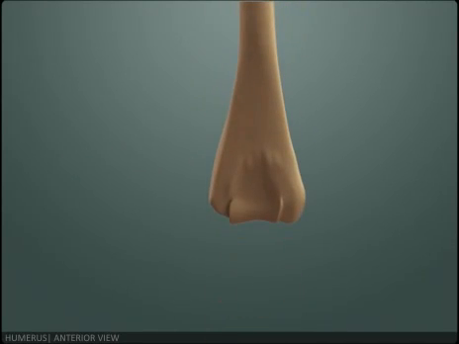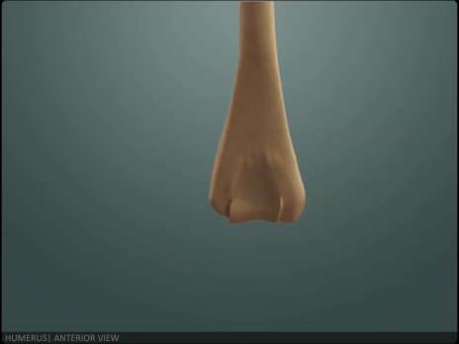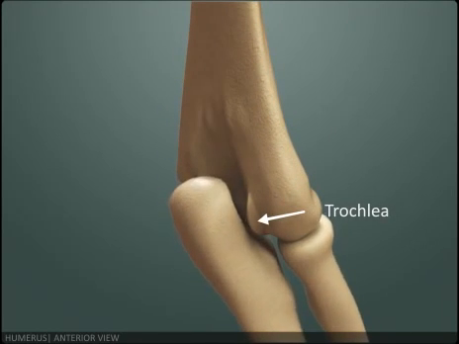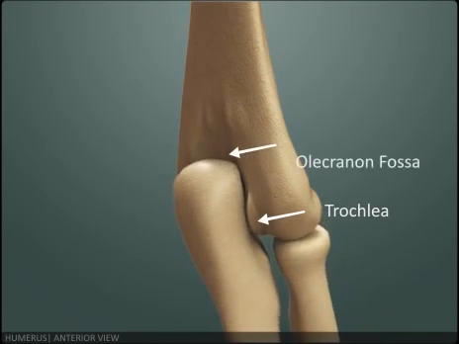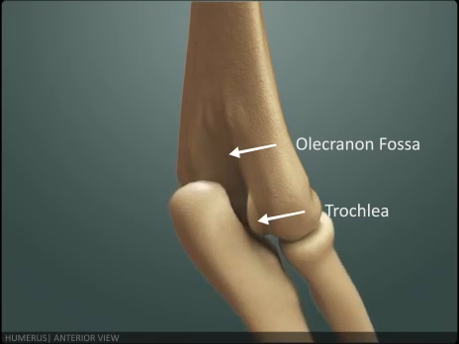This is the lower end of the humerus. Posteriorly, the lower end consists of the trochlea and the olecranon fossa. During extension of the elbow joint, the trochlea articulates with the trochlear notch of the ulna, while the olecranon fossa lodges the olecranon process of the ulna.